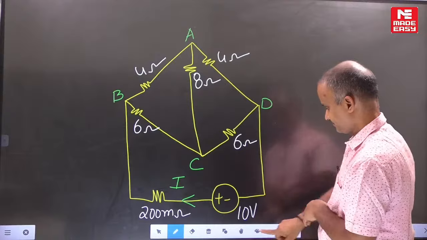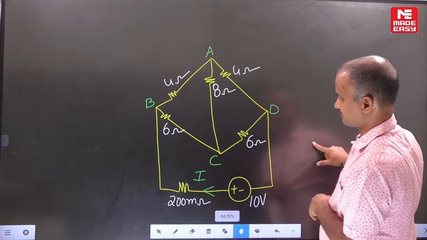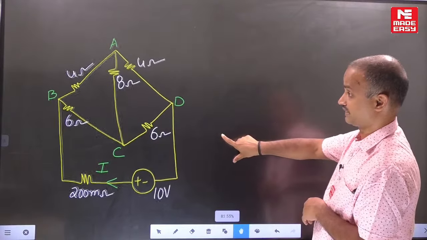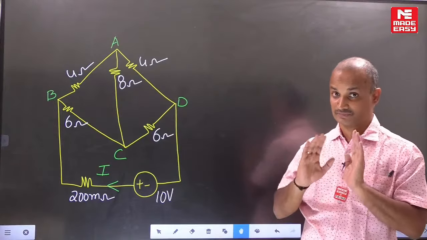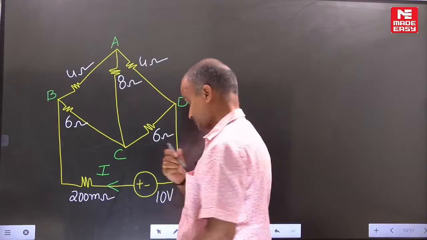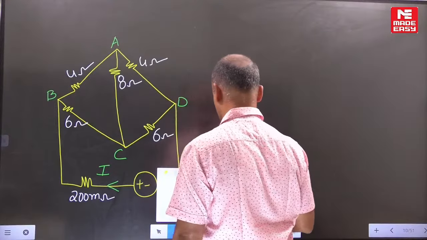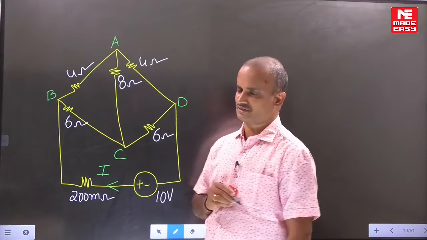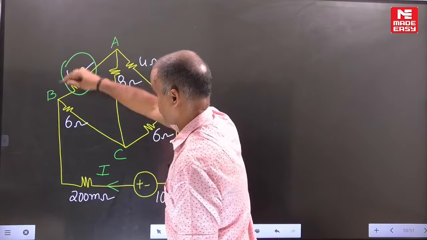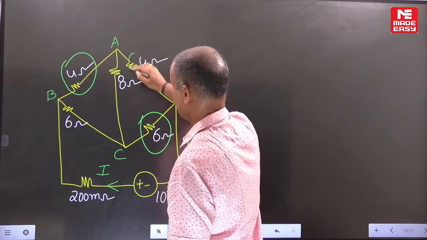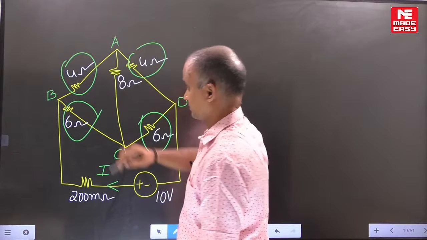Now why are we developing this one as a bridge? Let us check whether it satisfies the balanced bridge condition or not. For this example, to make the calculation simple, first let us see whether it satisfies the balanced bridge condition. Now for a balanced bridge, what is the condition? The product of opposite arms should be equal.